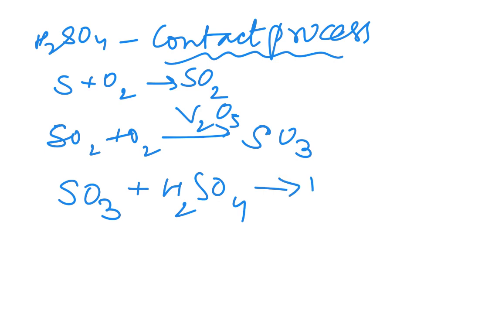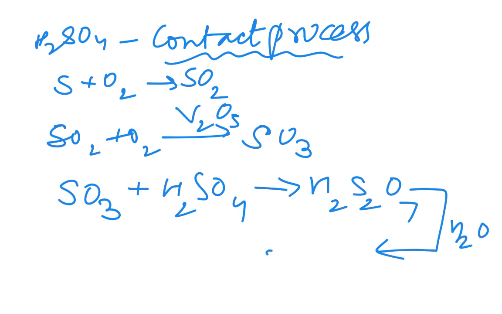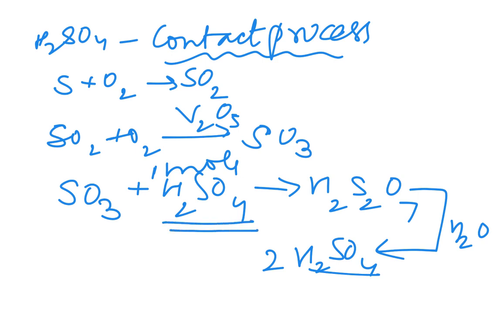It gives H2S2O7, which on dilution with water gives 2 moles of sulfuric acid. From 1 mole you are getting 2 moles. If you are thinking that we are already using H2SO4, you can see that if you take 1 mole, you get 2 moles of sulfuric acid. So that was the preparation.